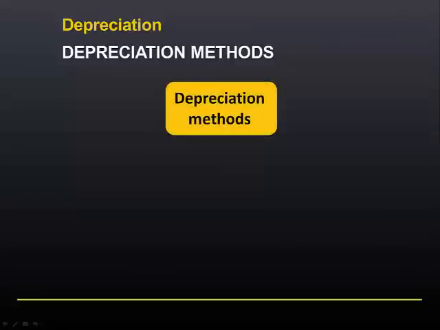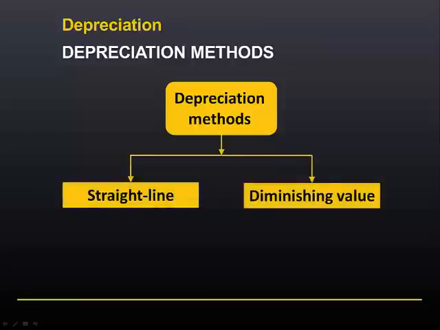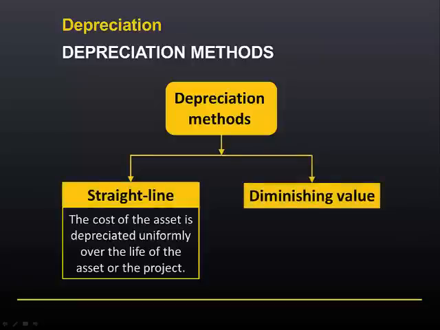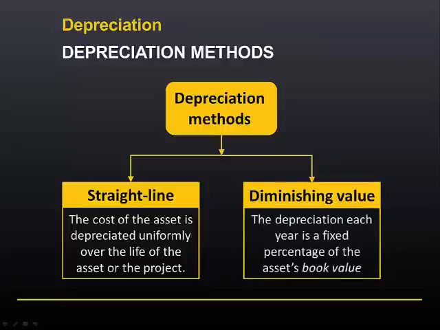There are two main depreciation methods: straight line and diminishing value. Under straight line depreciation, the cost of the asset is depreciated uniformly over the life of the asset or the project. In other words, the same amount of depreciation is claimed as a tax deduction every year. Diminishing value is what's called an accelerated form of depreciation. The depreciation each year is a fixed percentage of the asset's book value at the beginning of that year.